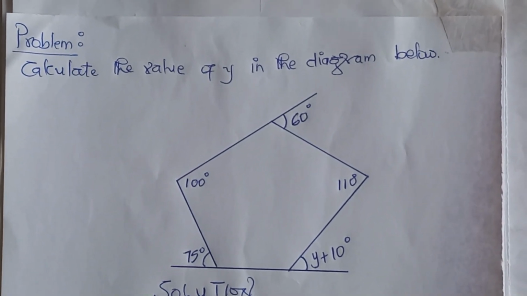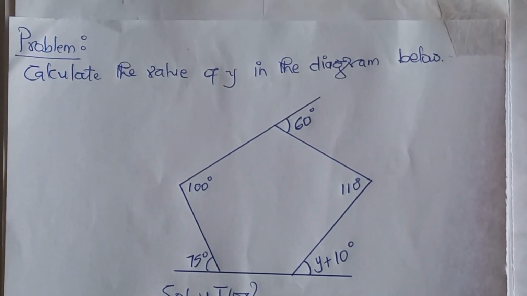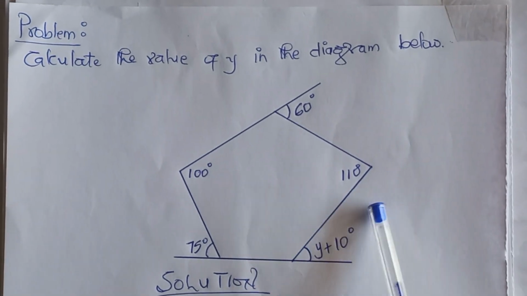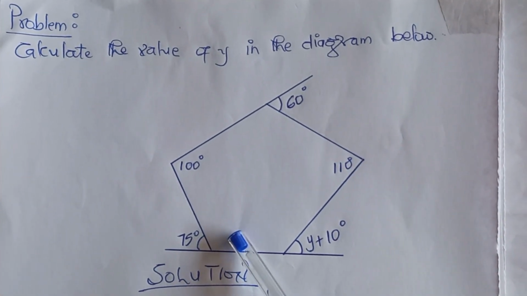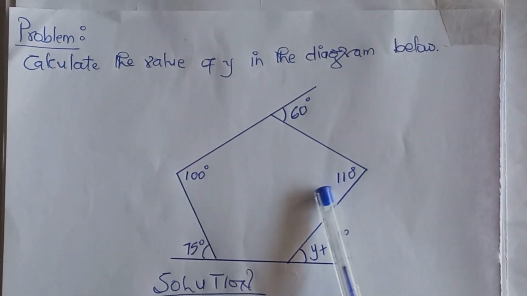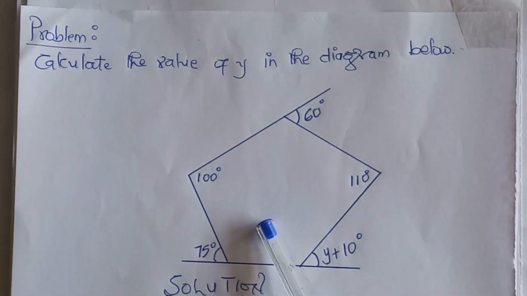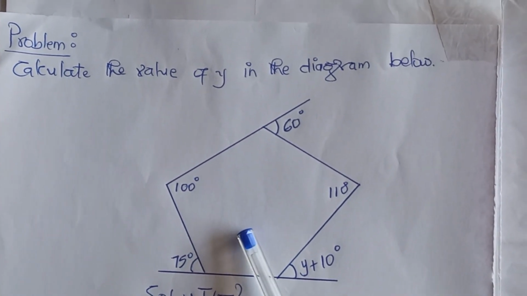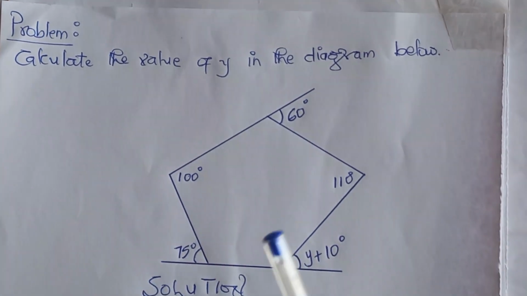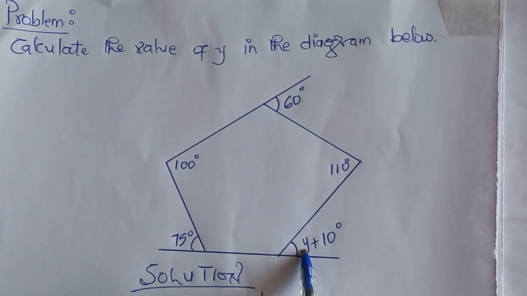So today we are going to solve this question. It says we should calculate the value of y in the diagram below. So this is the diagram. You can see that we are having a polygon here, and it's having 5 sides. So it's a pentagon. Good. A polygon with 5 sides is a pentagon. And in this case, we are looking for the value of y. And this is y here.